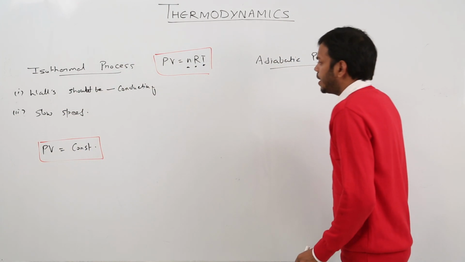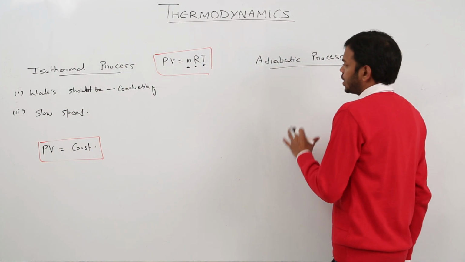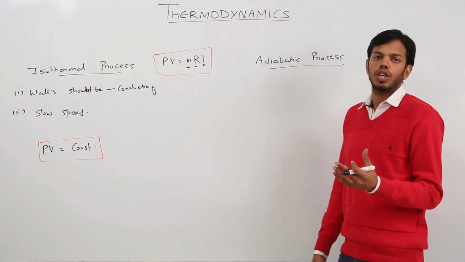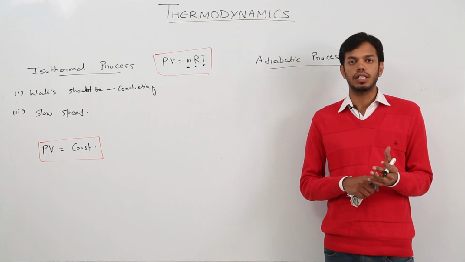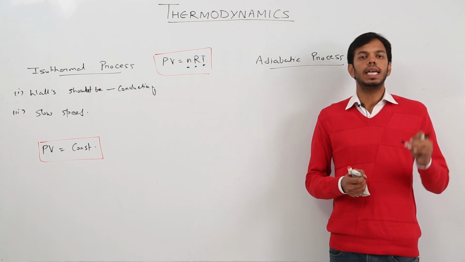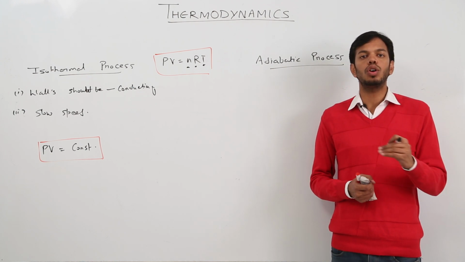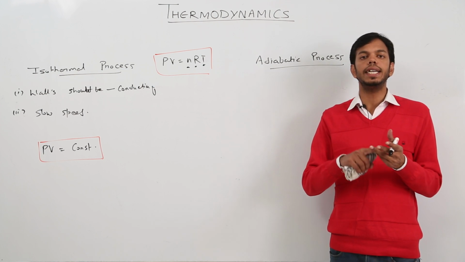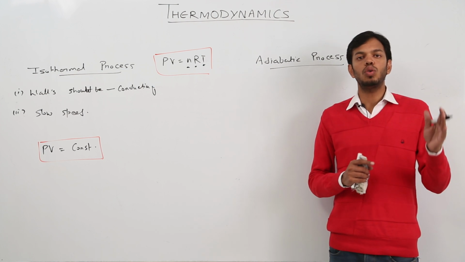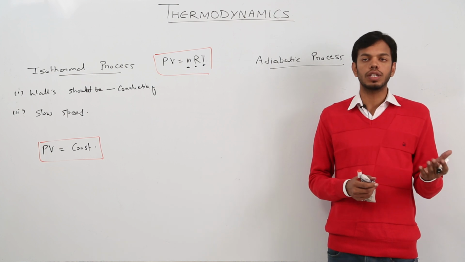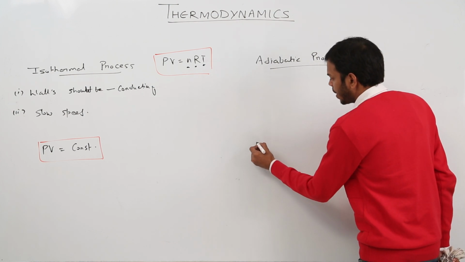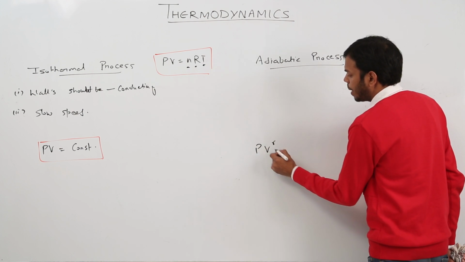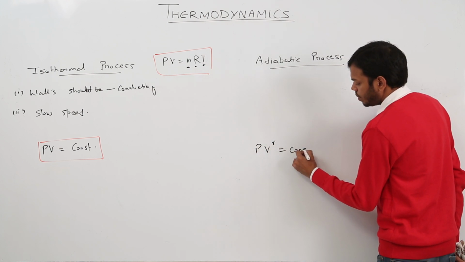Now in the adiabatic process, the equation is given by, adiabatic process is what? It is the process in which pressure, volume along with the temperature of a system change, but heat does not enter or leave the system. That means P, V and T all are changing, but there is no heat intake or outgoing of the system. So the equation of the adiabatic process is given by PV raised to power gamma is a constant.